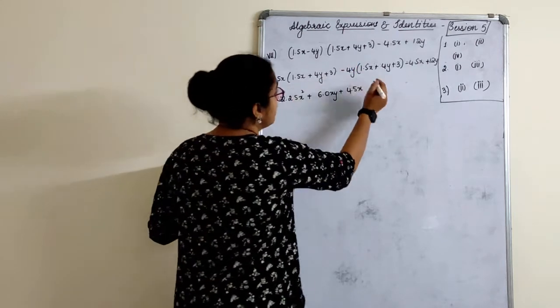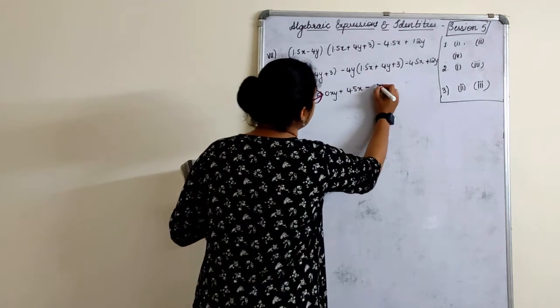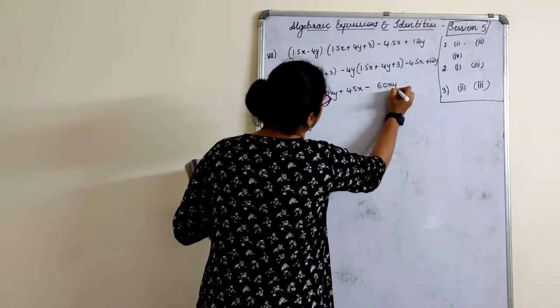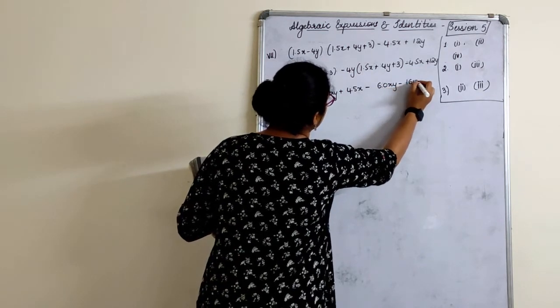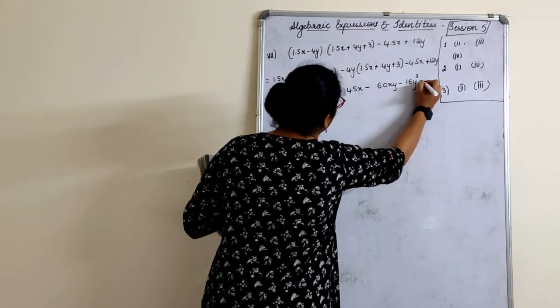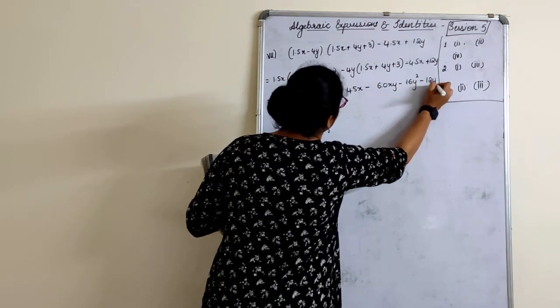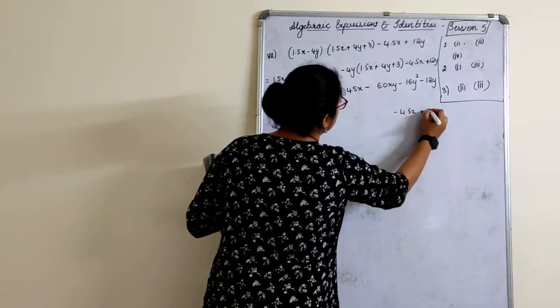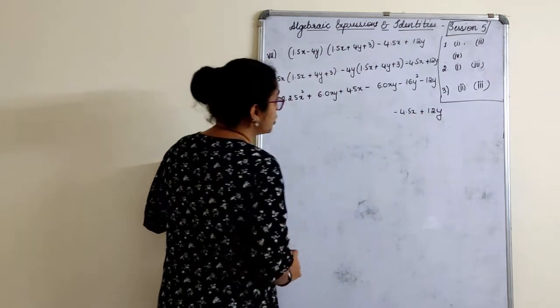Okay. Again the similar part here. Minus 15 4s are 60, that is 6.0 xy. Minus 4 4s are 16y square. Minus 4 3s are 12y. Minus 4.5x plus 12y in the question.